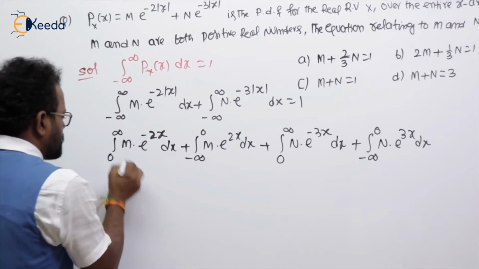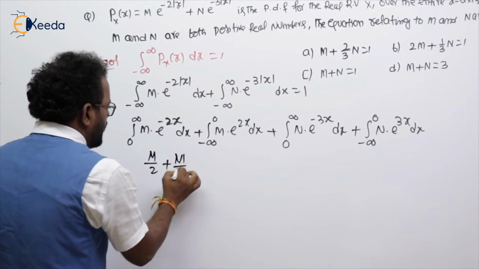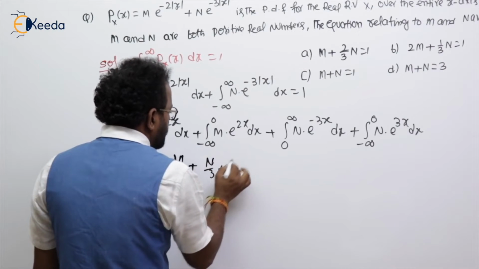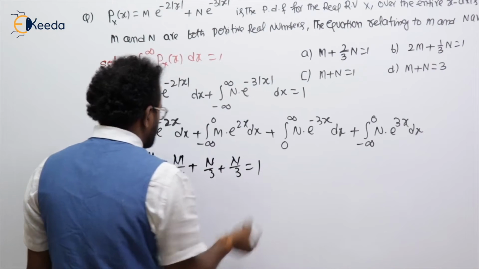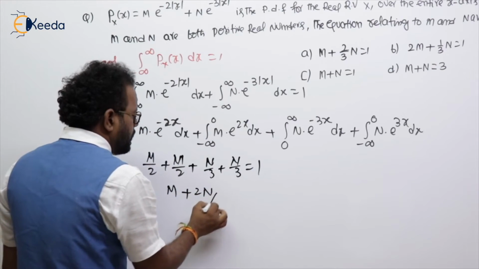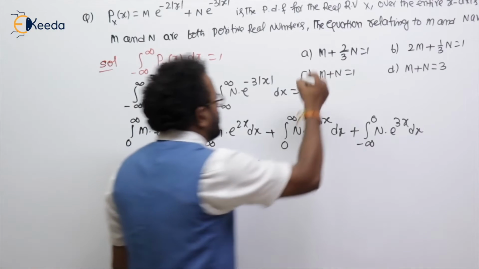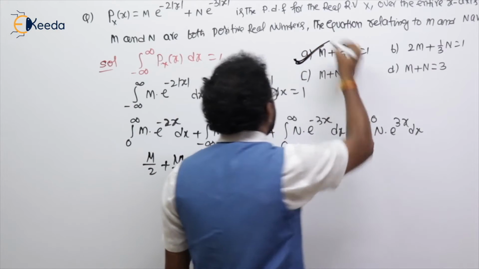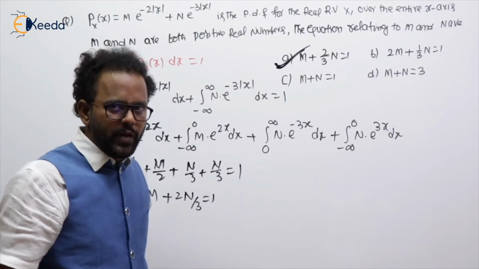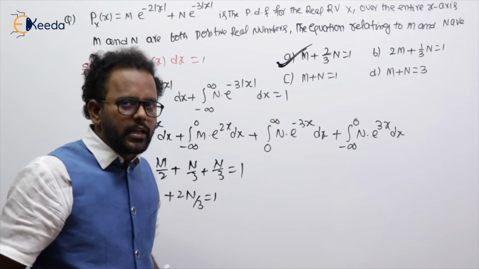If we substitute, students, here we get m by 2 plus m by 2, plus n by 3 plus n by 3, which is 1. So this is nothing but m plus 2n by 3, which is nothing but 1. So option A is the correct one. Simple: the area under the PDF is 1.